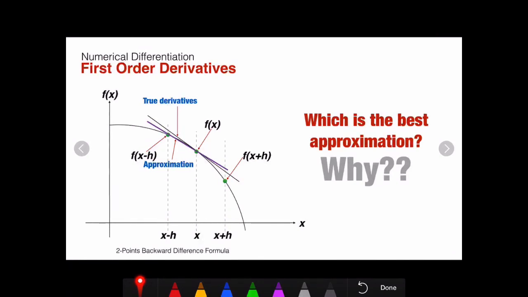Of course, we have another issue about this. How about the step size? Is a smaller step size better? Yes, if the step size is smaller, you will get a better approximation. Besides that, you're using the center difference formula.